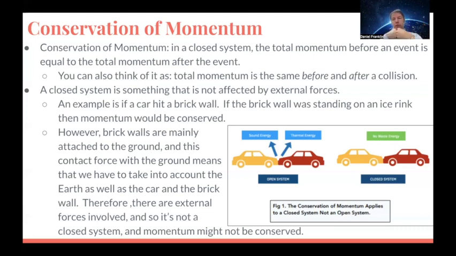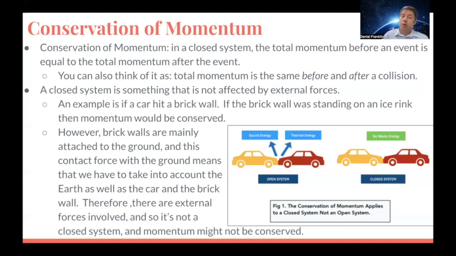If the car hit the wall, we would get a reaction to that collision, and the wall would probably slide on the ice just like the car would. That's what we're trying to say: the brick wall isn't attached to something else, because once it's attached to the ground, now you have outside forces like the ground and some other things affecting the collision.